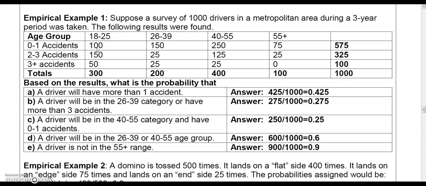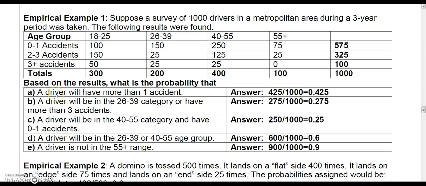100 people in the age group 18 to 25 said they had 0 to 1 accident. So 100 said that. 150 in the group 26 to 39 said they had 0 to 1 accidents, and so forth and so on. So now, based on the results, we can actually calculate the probability that if we select a random driver from this group, we can calculate the probabilities of certain things.